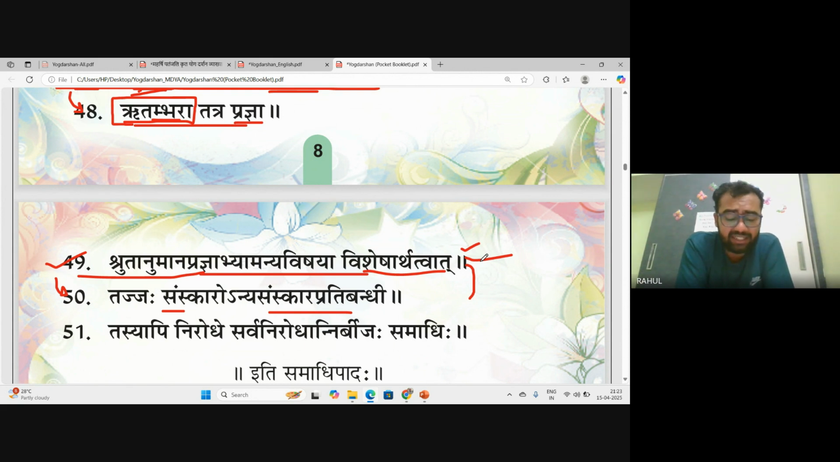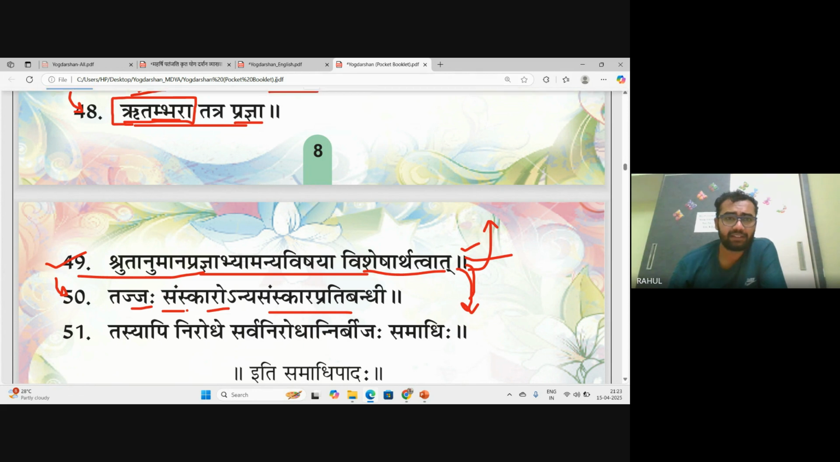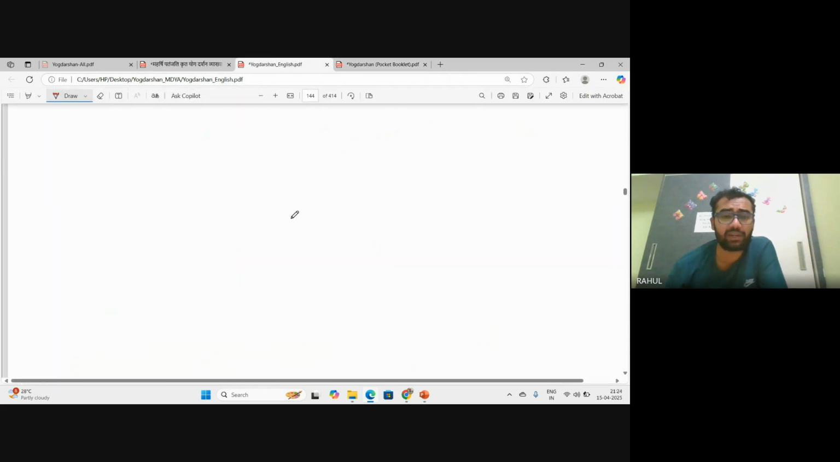In that stage, he is not getting attached to the powers. If the yogi is not attaching, then he will get to the next stage. Otherwise, he will fall down. Then Ritambhara Pragya, what will happen in Ritambhara Pragya? The karma sanskaras will reduce.